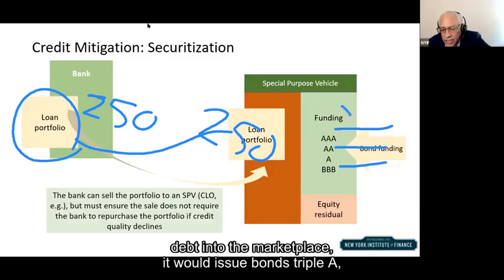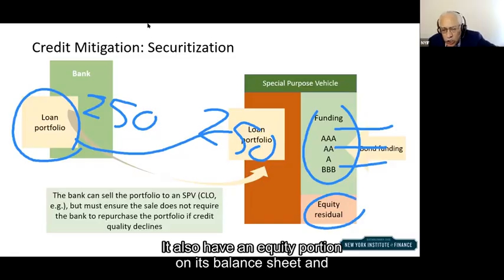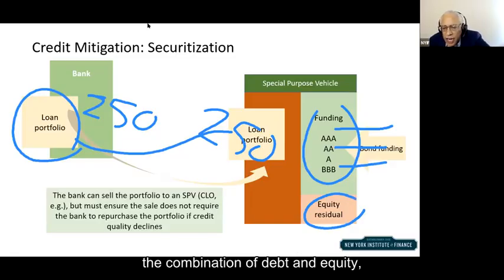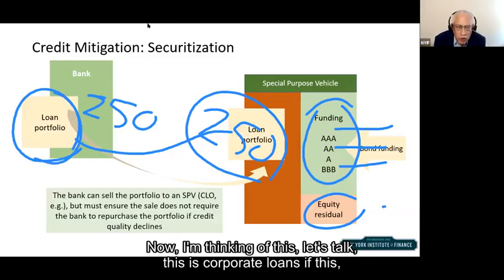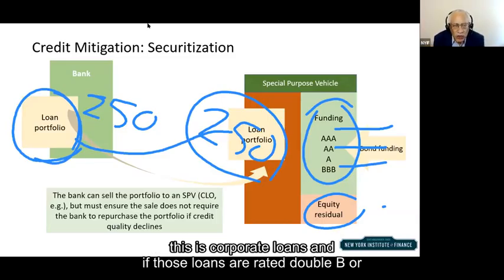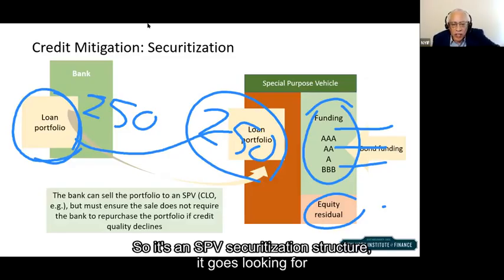They would issue bonds, AAA, AA, single A, and triple B. It will raise the money. It'll also have an equity portion on its balance sheet, and a combination of debt and equity will be used to buy the 250 million in loans from this particular bank. Now, let's think of this as corporate loans. If this is corporate loans, and if those loans are rated BB or lower, it is what we call a CLO, collateralized loan obligations. So it's an SPV securitization structure.